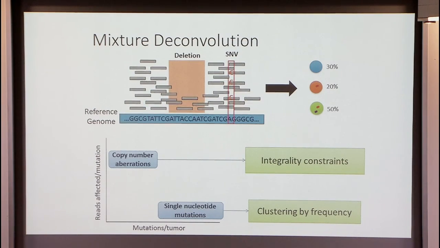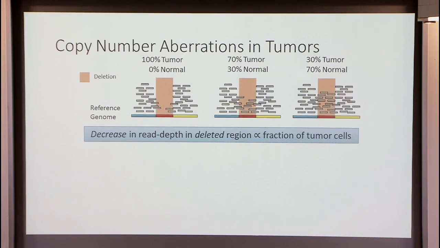So if we delete a whole chromosome from a tumor, that perturbs many reads. Millions of reads are now perturbed. Millions of reads that were supposed to be in a certain place are not there. So what we can do is try to take advantage of this signal.